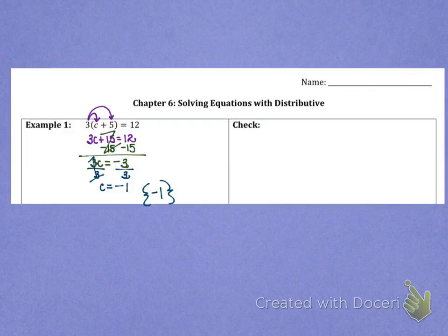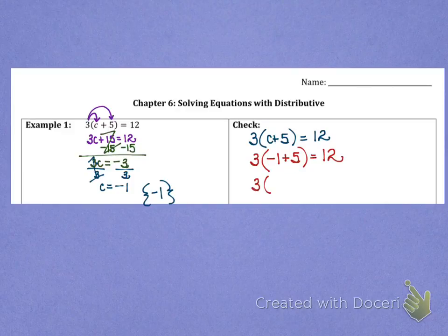Let's try the check. So here's my original line of the check, and then I'm going to replace c with the answer we got, which was negative 1. So 3 open parentheses, negative 1 plus 5, close those parentheses, equal to 12. Now, there's two ways you can solve this, but the easier way is just to go ahead and add what's in parentheses first. Negative 1 plus 5 gives me 4, and then you can multiply 3 times 4 to give me 12. The other way you could solve this is you could distribute the 3 to each of these pieces, but because there's no variable here, and because this is a check, you can just add them like I did.